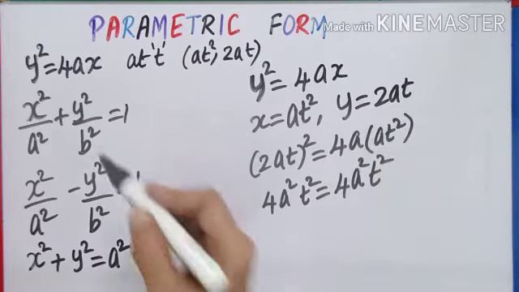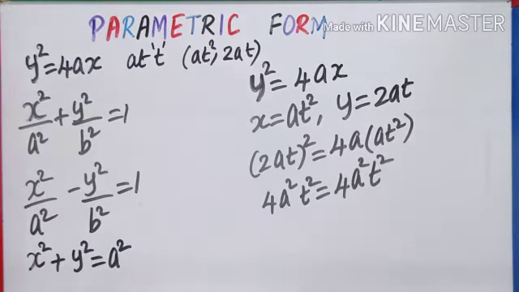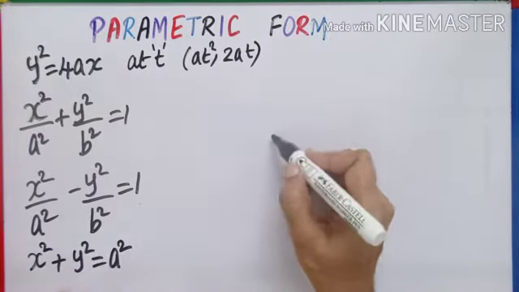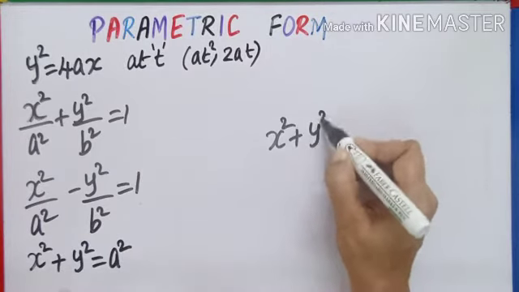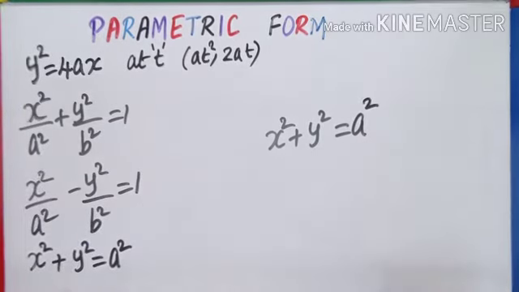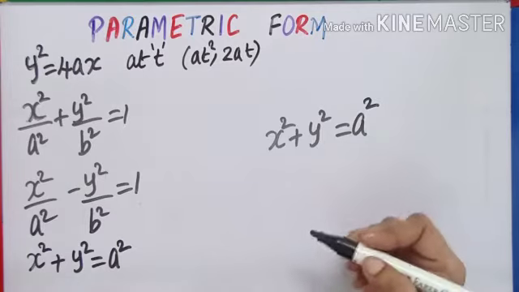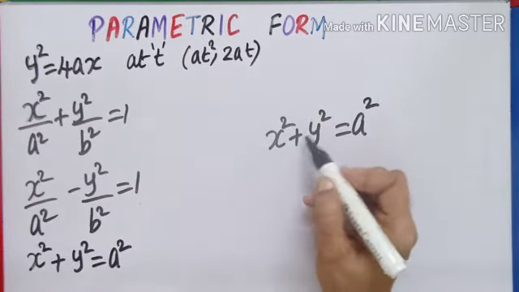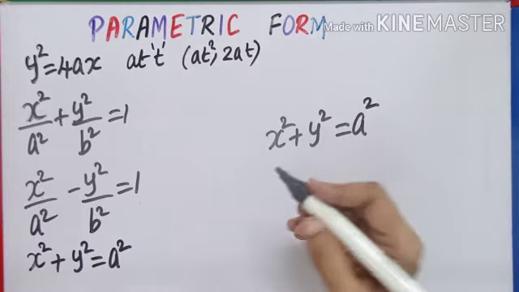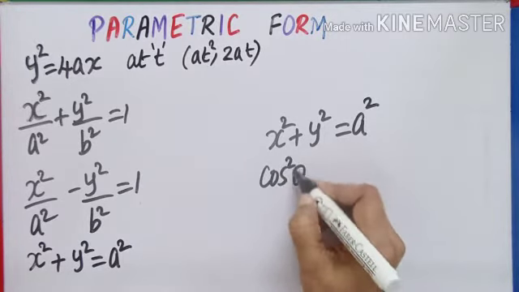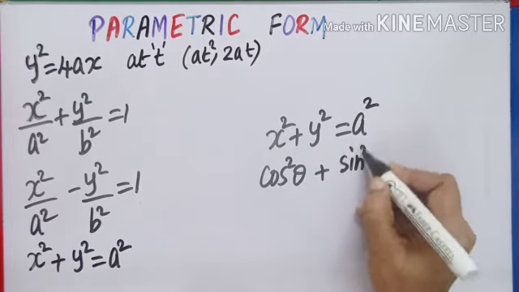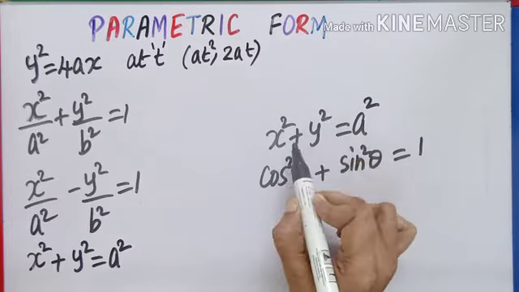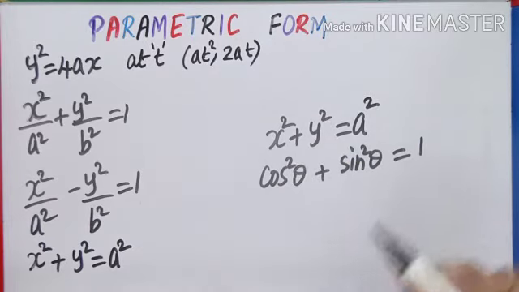Now, is it possible for the remaining three? How to guess the answer? Circle. What is the equation of circle? x square plus y square equal to a square. Recall the trigonometric identity, that squaring and adding. Immediately what comes to my mind is cos square theta plus sin square theta equals 1. Whenever you have square and plus symbol, remember this identity.